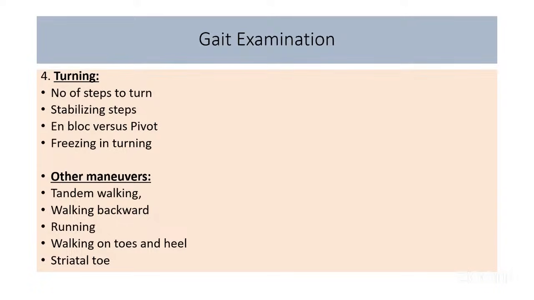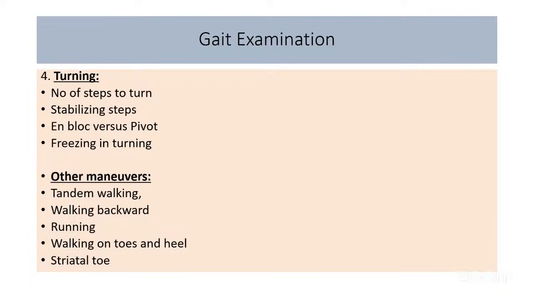After reaching a 10 meter distance, they have to take a turn. Normally we turn in one flow, but in these patients there can be freezing, like they will not be able to turn, or en bloc turning will be there. They will take 3 or 4 steps while turning. Or a pivot turn is with one foot as support, and they turn.